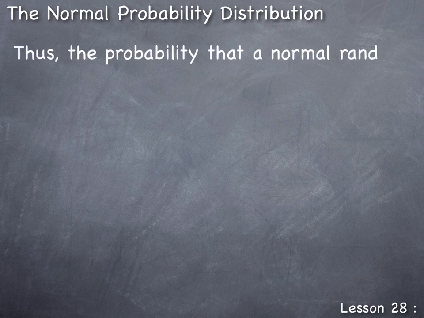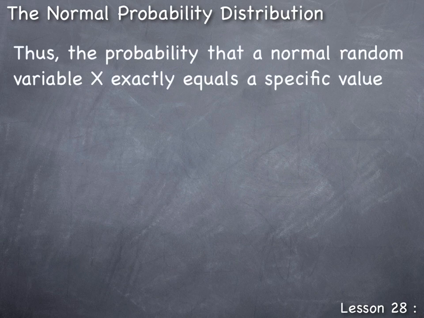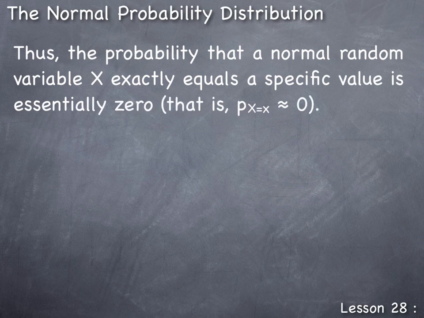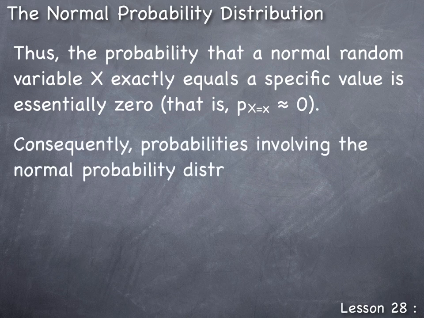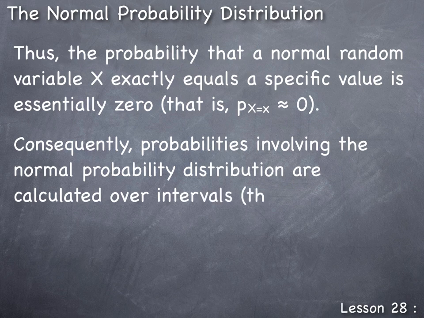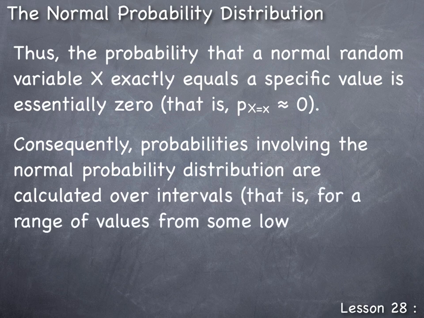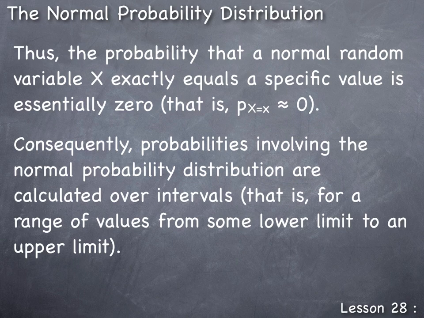Thus, the probability that a normal random variable x exactly equals a specific value is essentially zero. That is, the probability that x equals a particular value is so small it basically rounds off to zero. Consequently, probabilities involving the normal probability distribution are calculated over intervals, that is, for a range of values from some lower limit up to an upper limit.